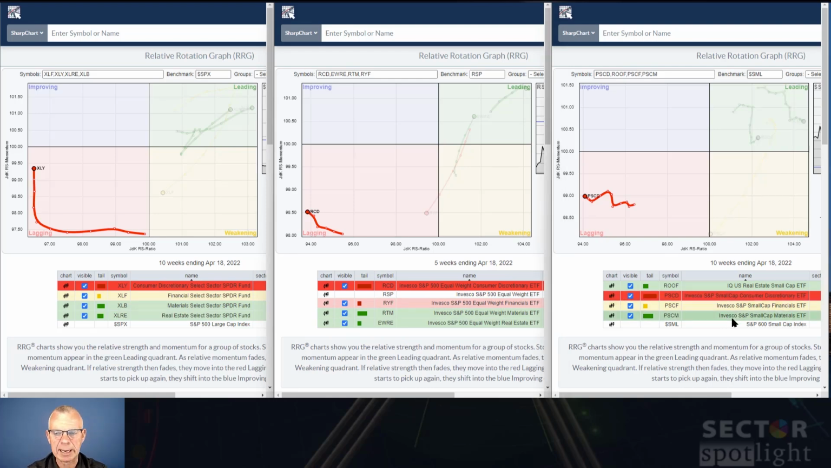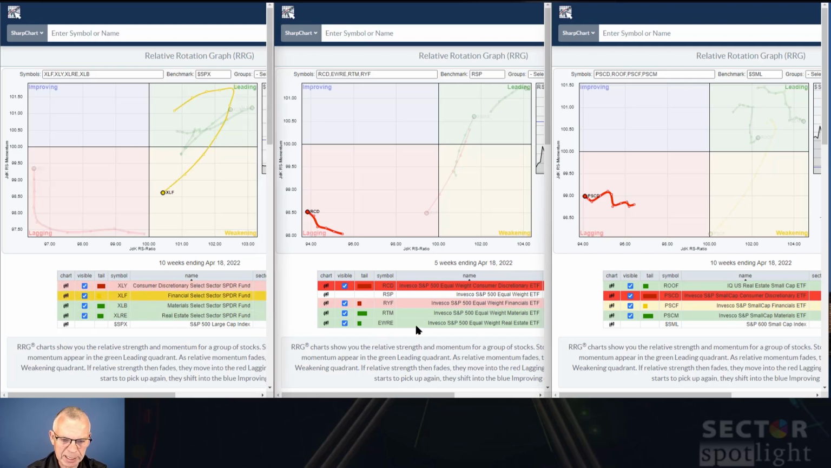They're all inside lagging. XLY is picking up relative momentum. That's not really happening in equal weight, and it's definitely not happening in small cap. So large cap discretionary is picking up recently, but you can see that there is no gain in terms of relative strength, so it remains a strongly underperforming sector.